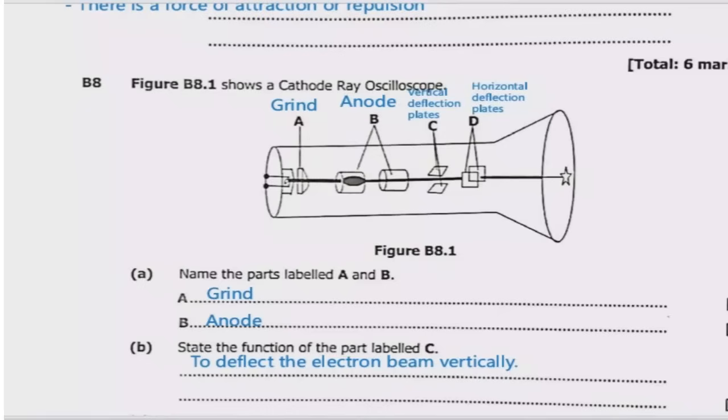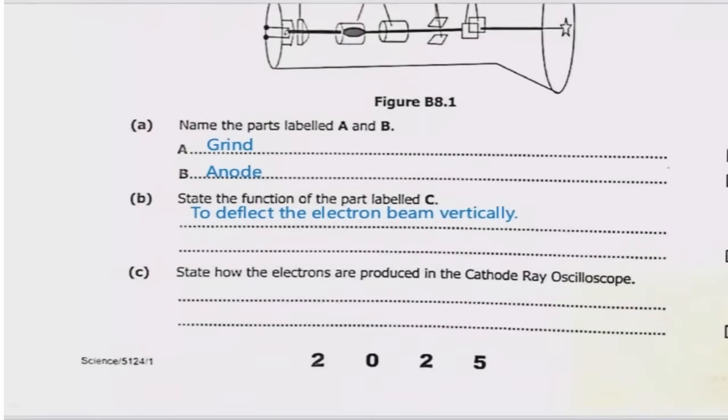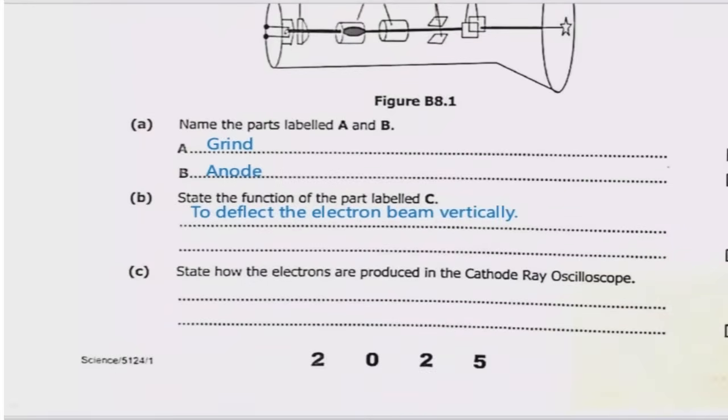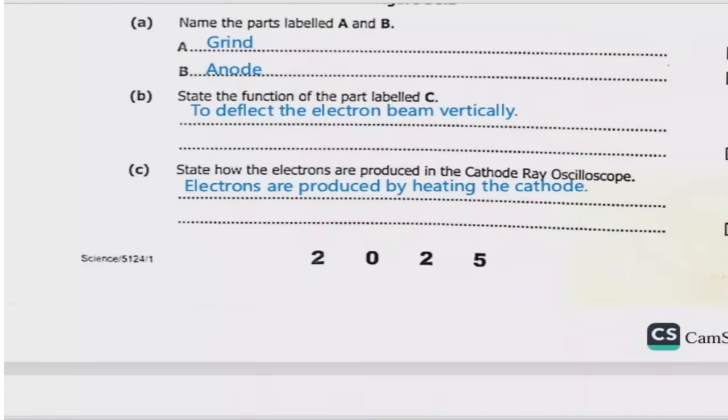Okay, now we come to question C. State how the electrons are produced in the cathode ray oscilloscope. Okay, the answer there is electrons are produced by heating the cathode.